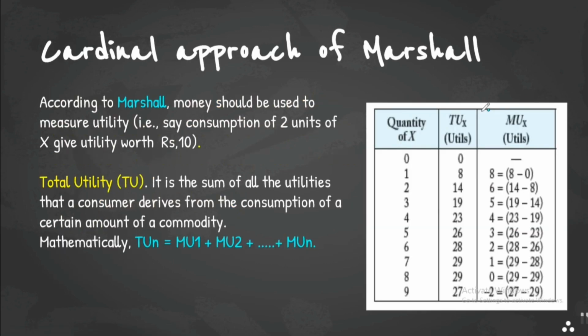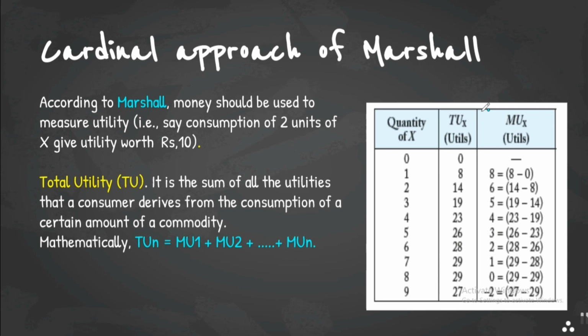But what happened? Marshall came in and he redefined this approach. He said that utility can be measurable, but not in terms of utils. We can use money to measure utility. But how can we use money to measure utility? Of course, it is not the price of the product, okay? The money doesn't mean the price of the product. There is always something different in the word price and the price you are willing to pay.